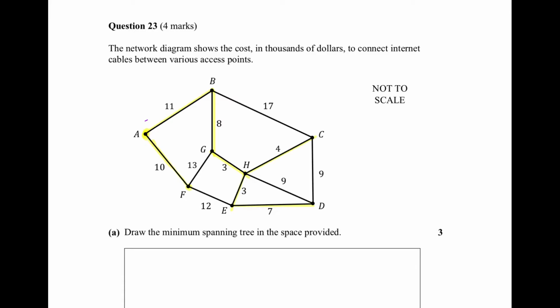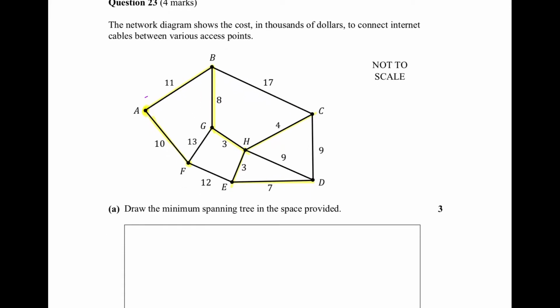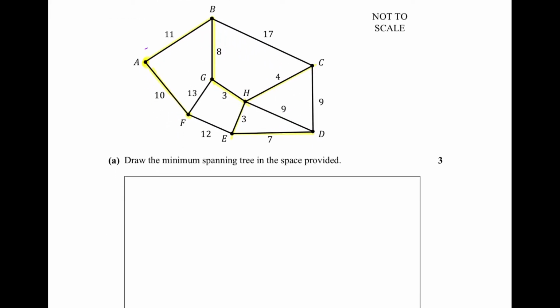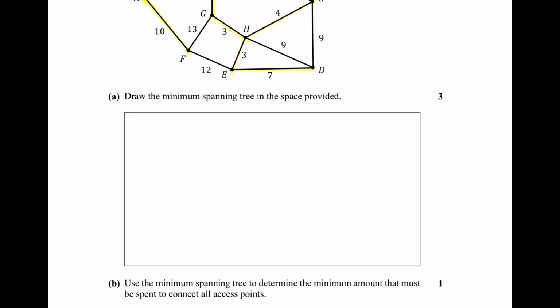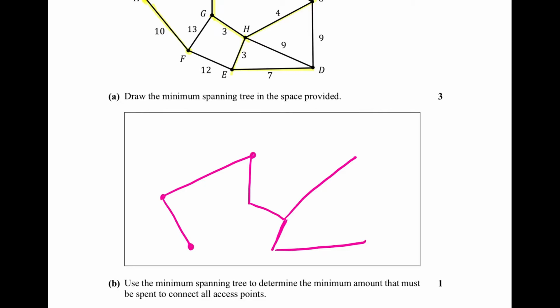Okay, so that's my minimum spanning tree, but they are asking me to draw it. So again, I'll quickly do that in the box below. Now this wouldn't get you the full 3 marks. You may get 1 mark, but you must label every single one of the vertices and mark the weights on the edges for you to get the full 3 marks.